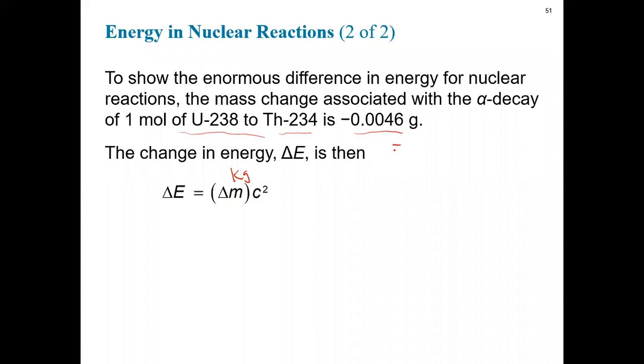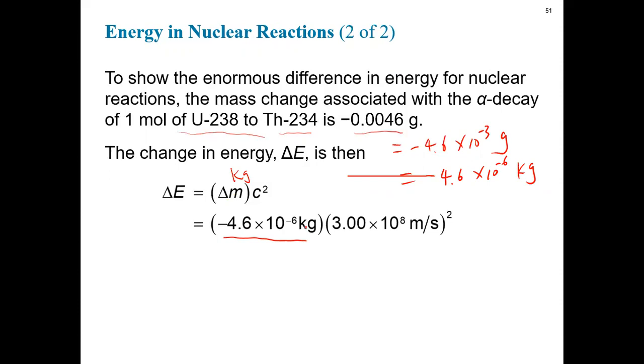Right now it's negative 4.6 times 10 to the negative 3 grams. Then you divide by 1,000, so it becomes negative 4.6 times 10 to the negative 6 kilograms. So we use this 4.6 times 10 to the negative 6 kilograms, times the speed of light squared. What you get is this gigantic number, which means 410 billion kilojoules.